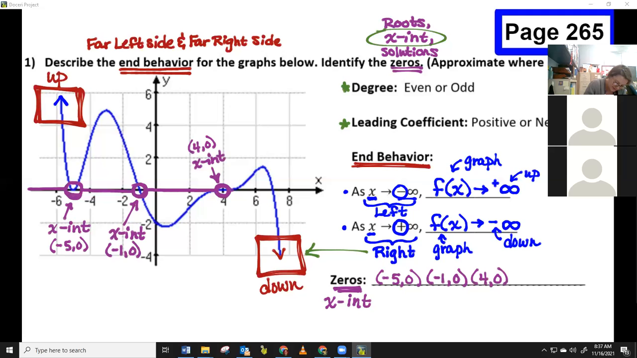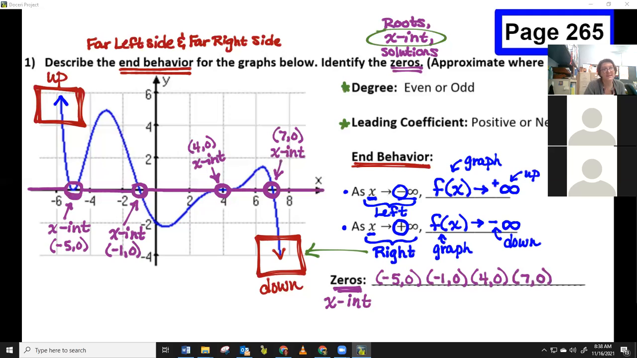Continue my field trip across the x-axis. I've got another one right here in between the 6 and the 8. So that ordered pair is probably what? 7 and 0. Do we have any other x-intercepts here? Nope. I follow this then to the end of my graph.